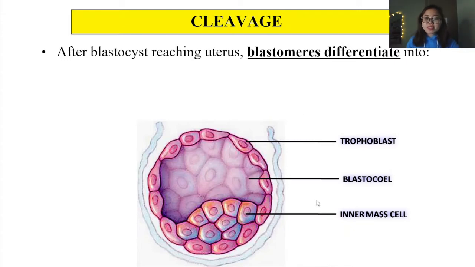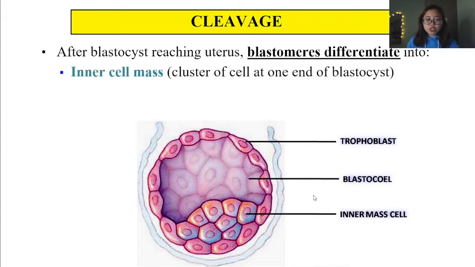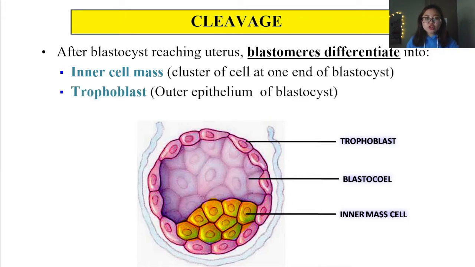After the blastocyst reaches the uterus, the blastomeres will differentiate into an inner cell mass where you have a cluster of cell at one end of the blastocyst, right here, which is this part colored in yellow, and the trophoblast, which is the outer epithelium of the blastocyst. Okay, lapisan luar, trophoblast, and that is the one colored in purple.